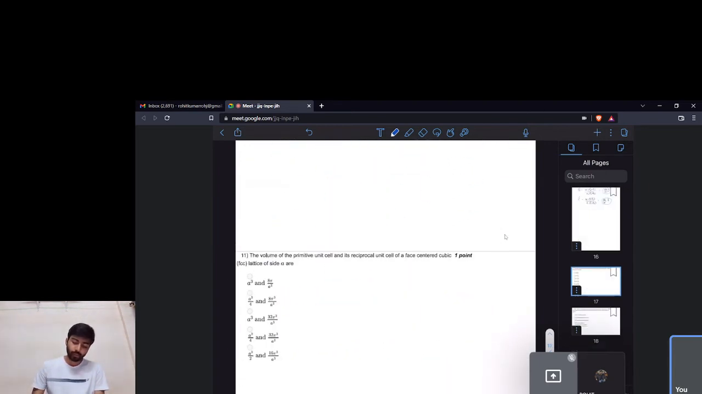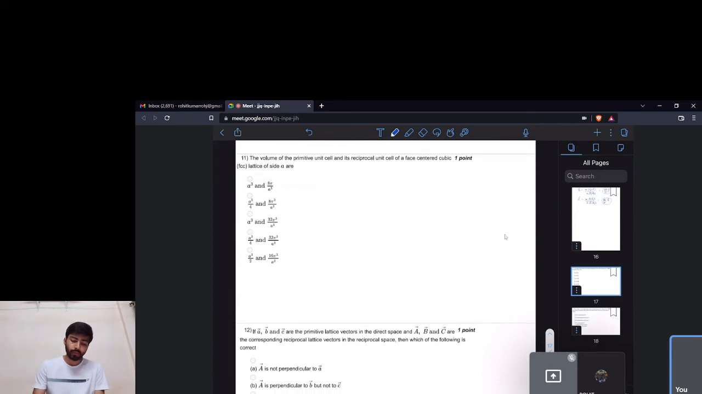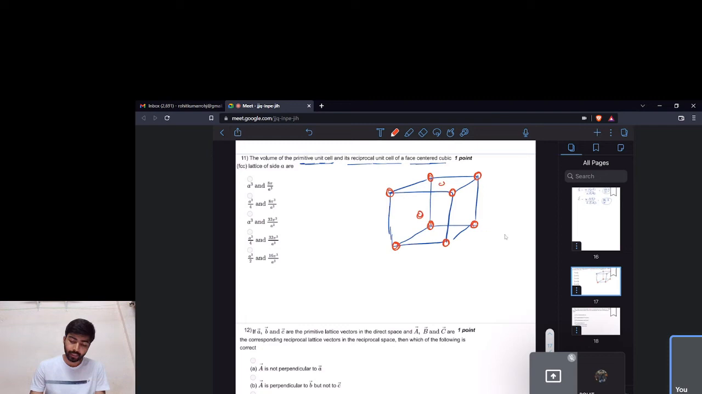Alright, moving on to our next question. The volume of a primitive unit cell and reciprocal unit cell of a face-centered cubic lattice of side a are... So first let me just quickly draw a face-centered cell. Atoms are present at these locations, at corners and also at the face center of the cube.